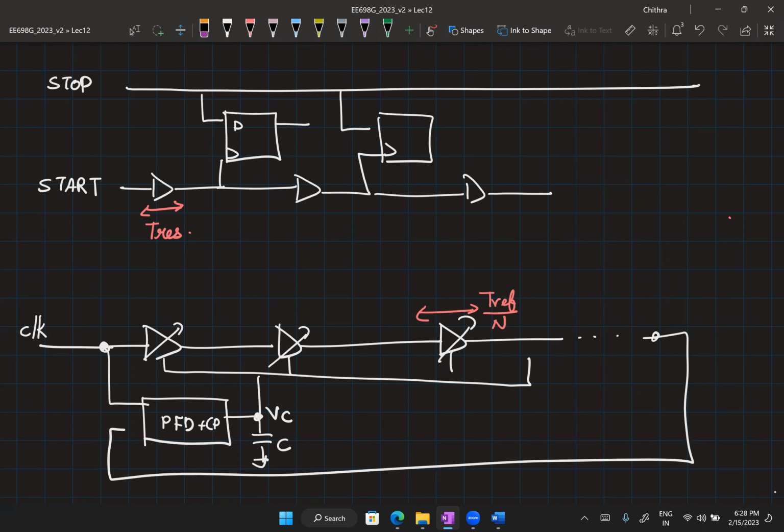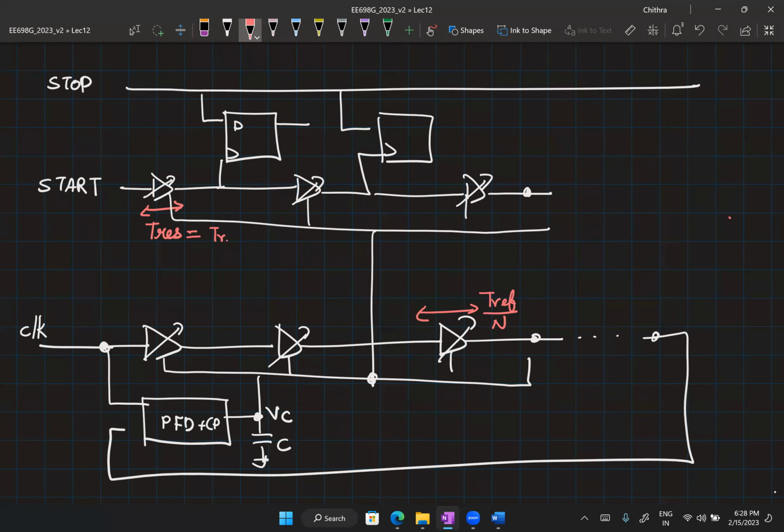So we make sure we design these buffers as identical buffers as that of the delay lock loop. Then I supply the same VC voltage to all of them. Right? Now, if this delay line and this delay line are identical, then our resolution will now become Tref by N.